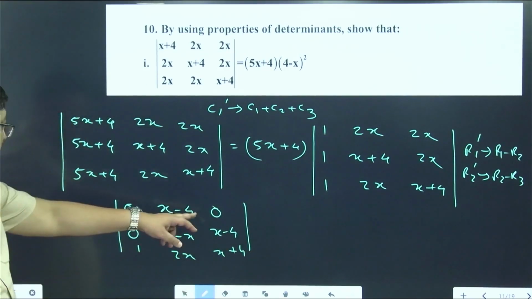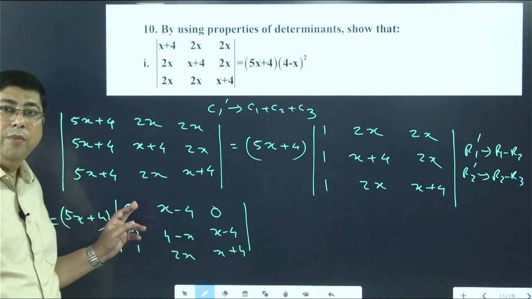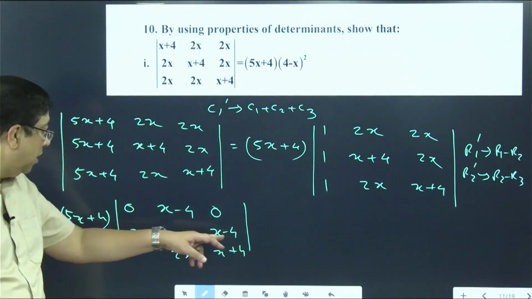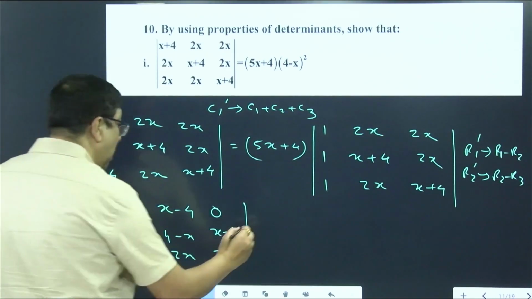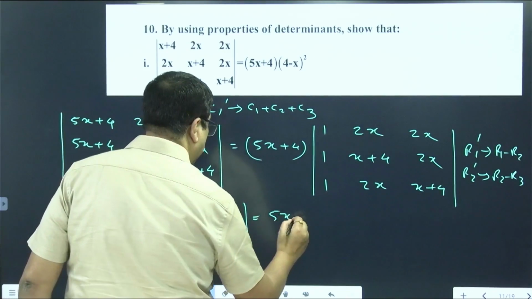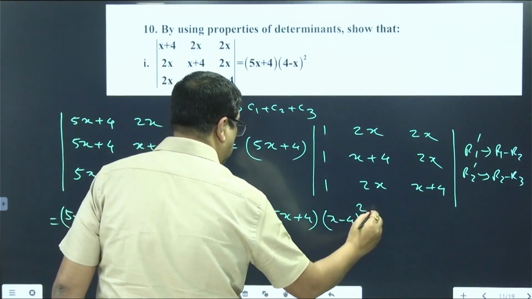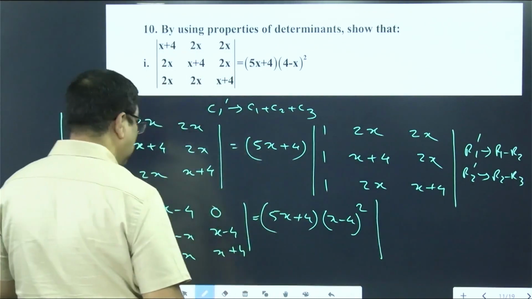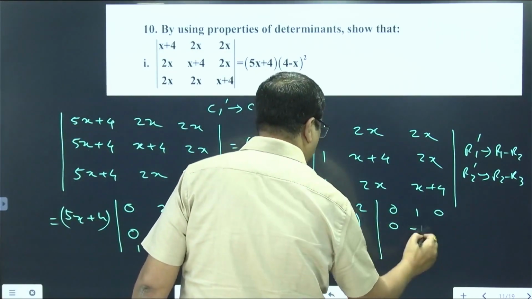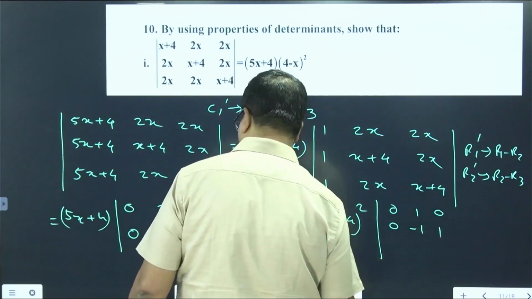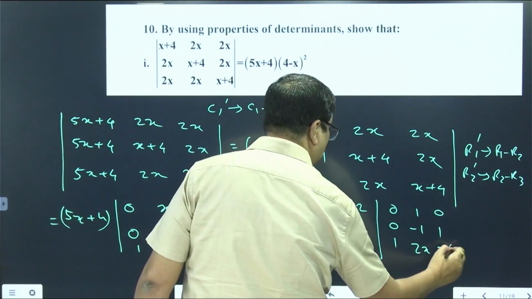Now we can take x minus 4 common from the row number 1, we can take x minus 4 common from the row number 2. So there are two number of x minus 4, so 5x plus 4 into x minus 4 whole square. So we are writing this as 0, 1, 0, 0 minus 1, 1, 1, 2x, x plus 4.